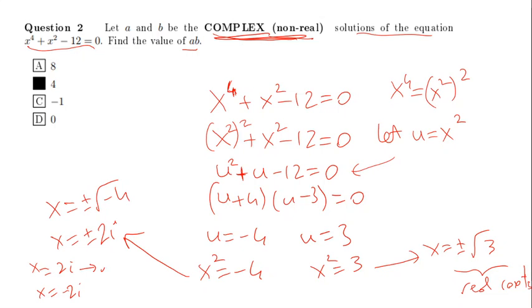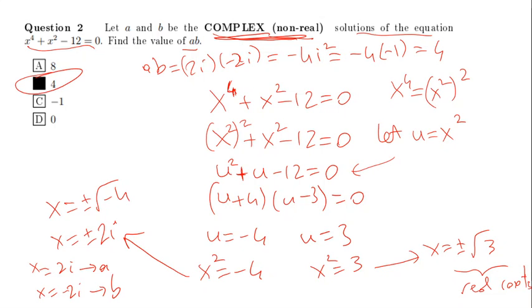If you say this is a and this is b, then a times b will be equal to 2i times minus 2i. So this will make minus 4i squared, which will make minus 1 times minus 4, which is plus 4. So the answer is 4.